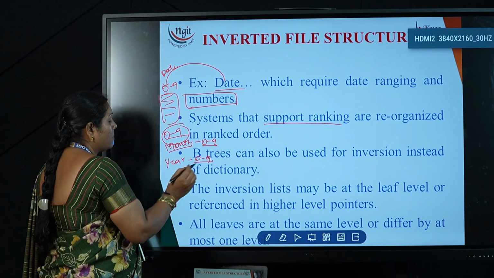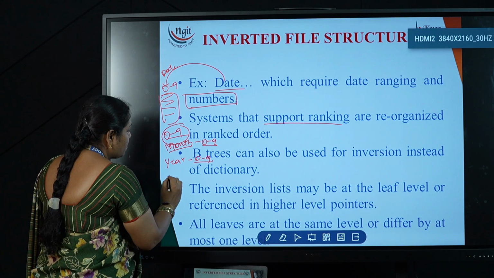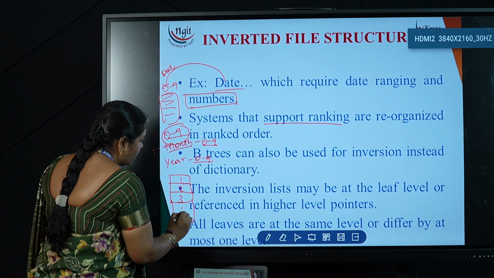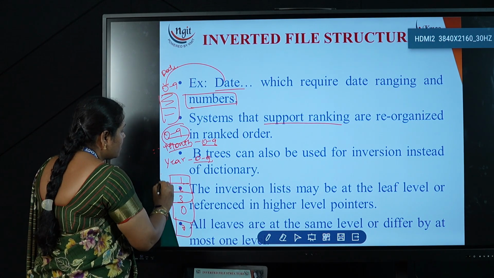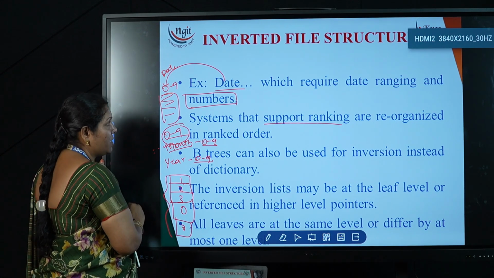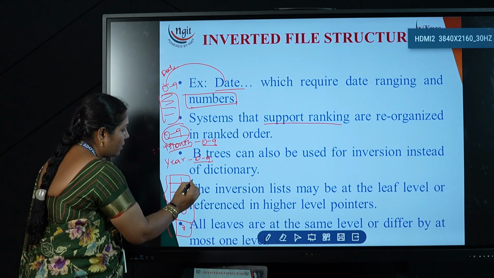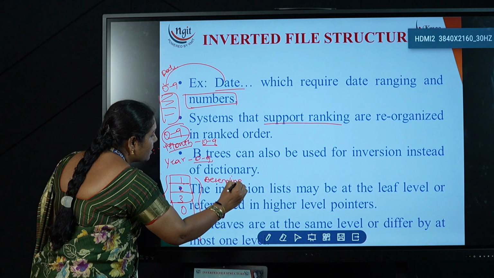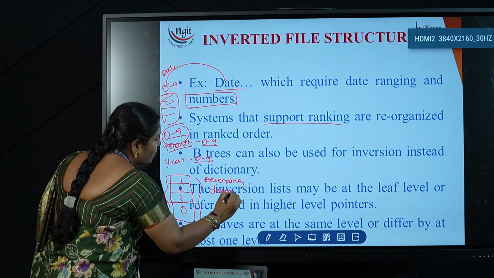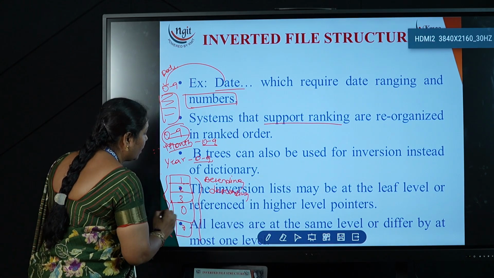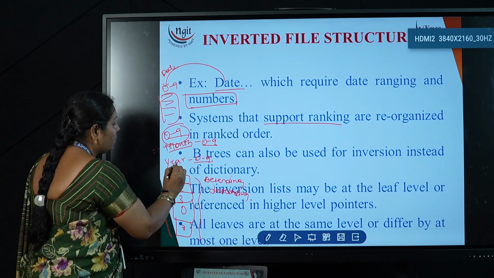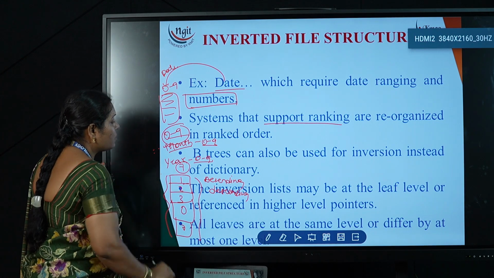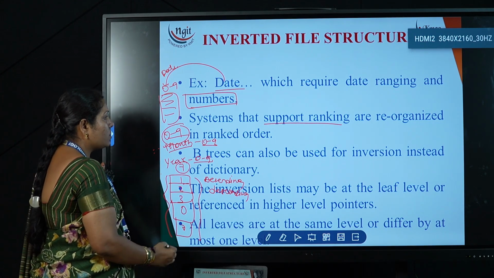Next one, you can also go for the ranking. So you can also support the ranking. For example, I am storing the data like this: 1, 2, 3, 0, 7. Suppose I want to go for ranking based, so you can sort according to ascending or descending order. When you sort that, you will get 7 as the highest one, and you can rank this. Okay, so ranking can also be done.